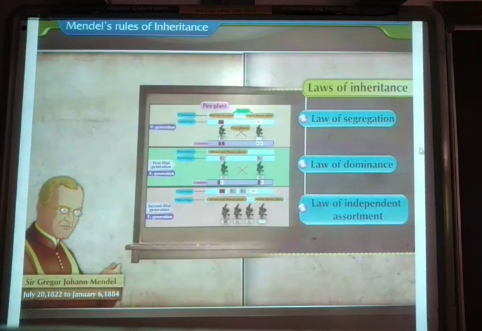Let us now begin our study of Mendel's laws with the help of experiments involving the breeding of native pea plants. Mendel's law for inheritance of traits.